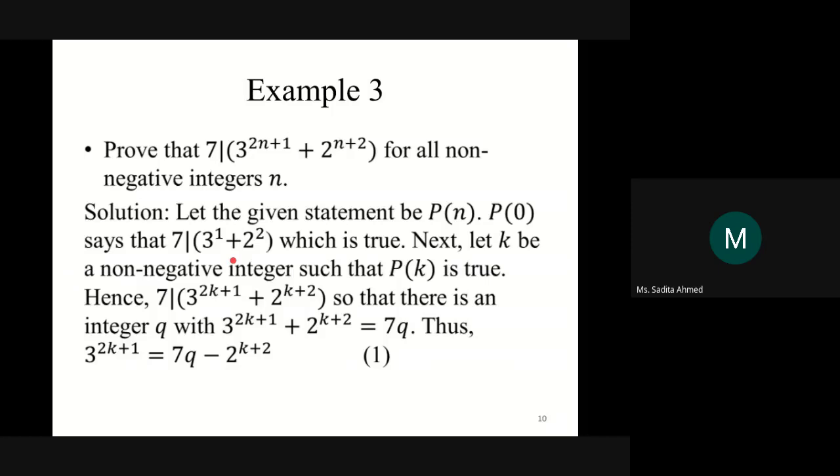In the inductive step, what do we do? We assume that the statement is true for some integer k, and based on that assumption, we have to prove that the statement is true for k plus 1, the next integer. We are allowed to assume that the statement is true for some integer k. What do we have to prove? That the statement is true for the next integer, k plus 1.